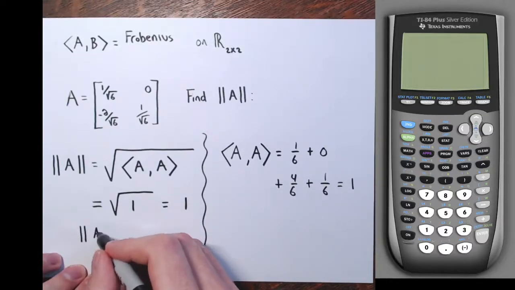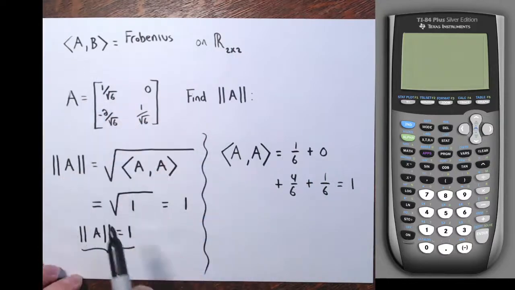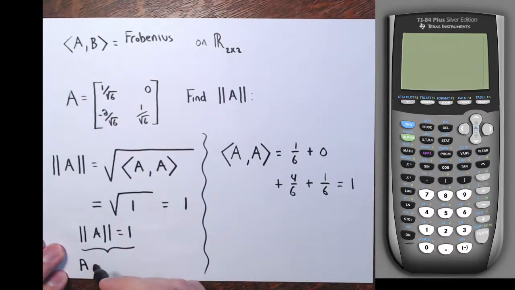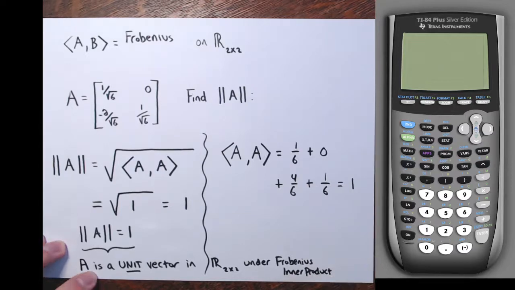So the norm of A is 1, and that means that this matrix in this vector space under this inner product is a unit vector. So A is a unit vector in R 2 by 2 under the Frobenius inner product. I have to specify the inner product as well because the way the norm is defined involves the inner product.